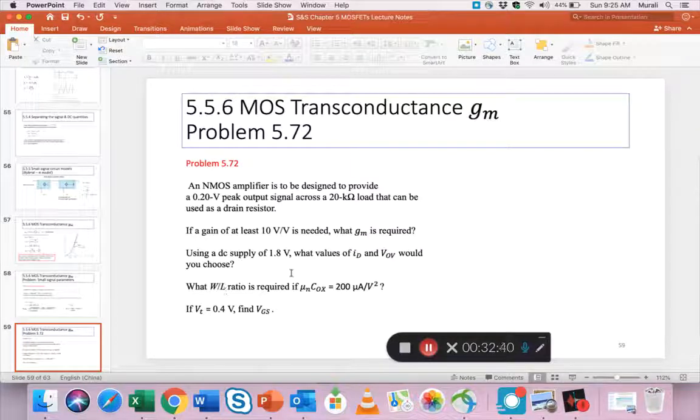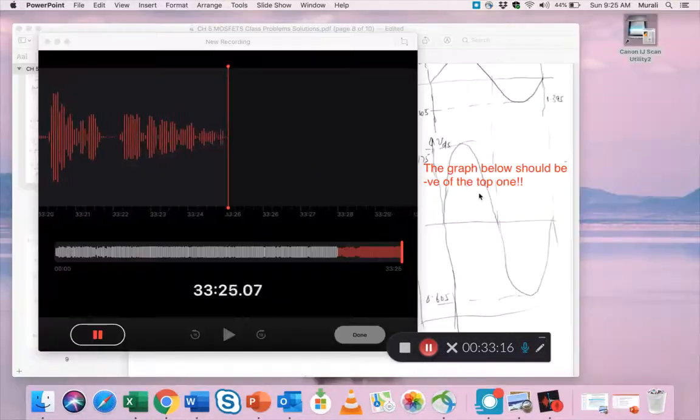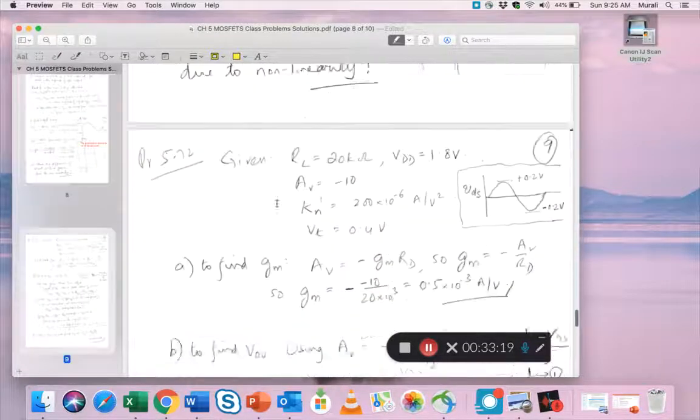Then he says, to achieve all this, ID depends on all these factors, the aspect ratio, the process parameter, and the overdrive voltage. So the one thing we don't know is W by L, the ratio, so he says find that. Lastly, he says, for a given biasing, find what that VGS will be, the big VGS, the DC biasing signal. So all this has to be found. So let's go to my PDF and we can quickly look at the solution.